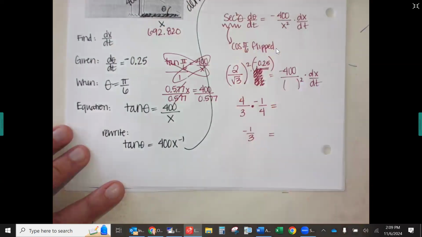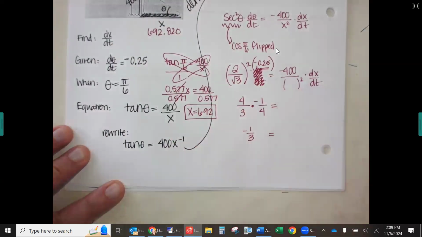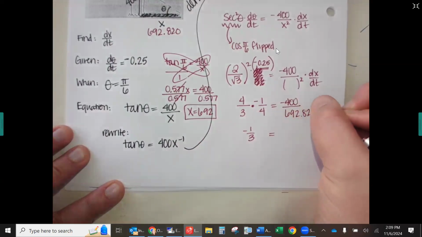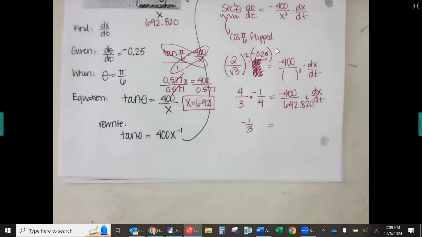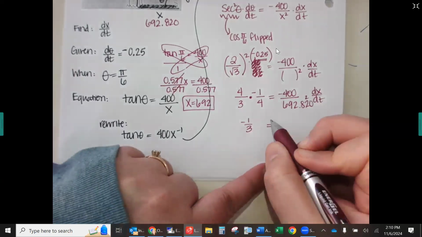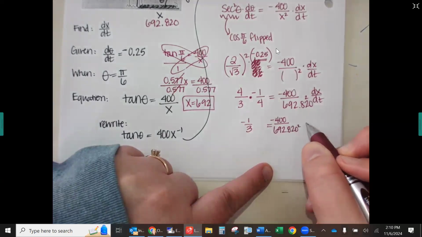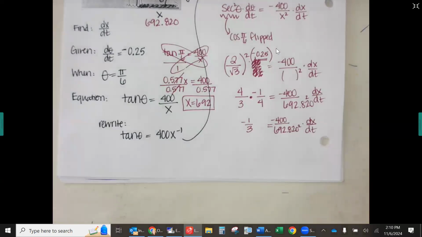Okay. And then that's the number we're going to put right here. So it'd be negative 400 over 692.820 squared. Okay, then last question. If I'm trying to get rid of this fraction in front of the dx/dt, how do I do it? Multiply by its reciprocal. Very good. So to get rid of the negative 400 over 692 squared, I'm going to multiply both sides by 692 squared over negative 400. Okay, to cross that out.